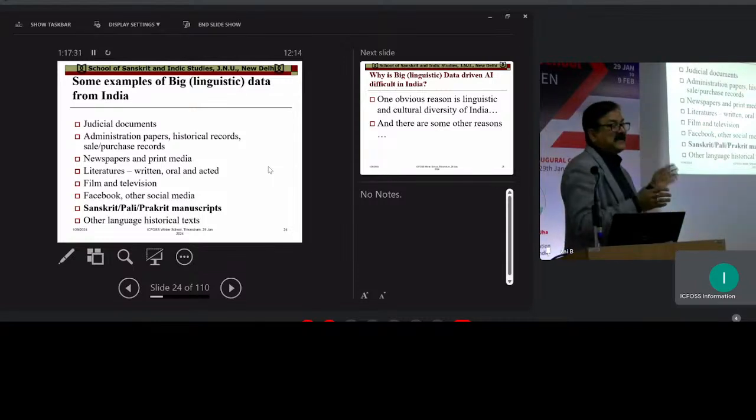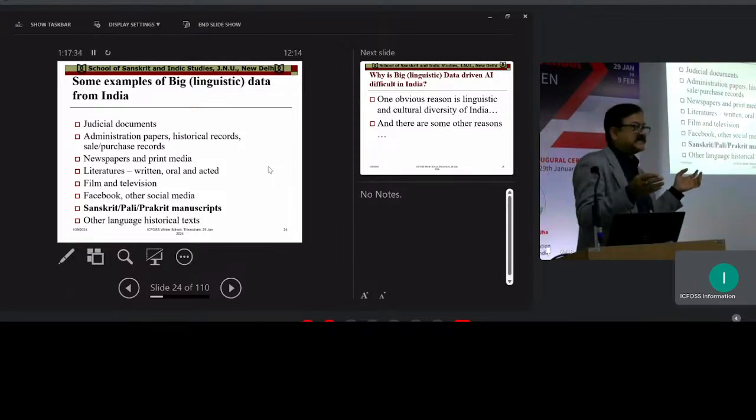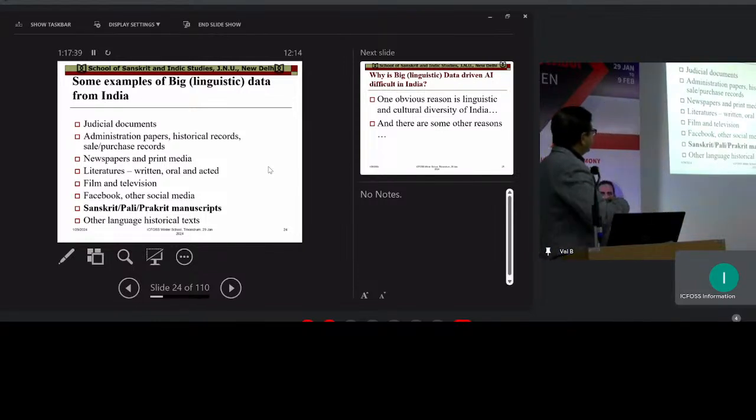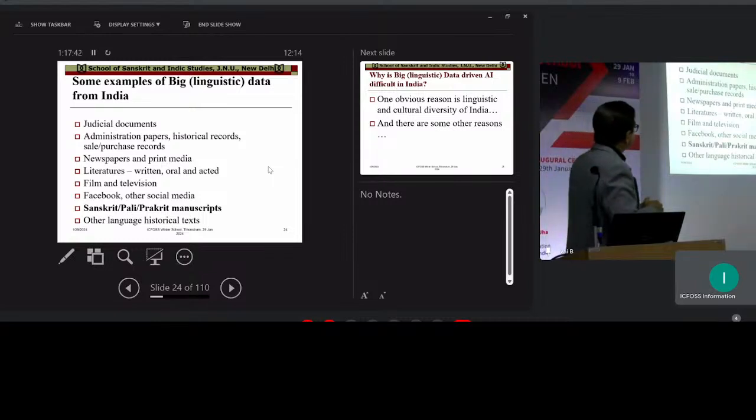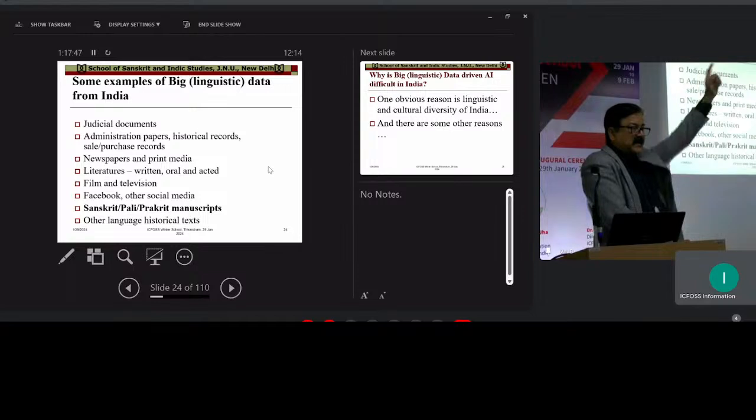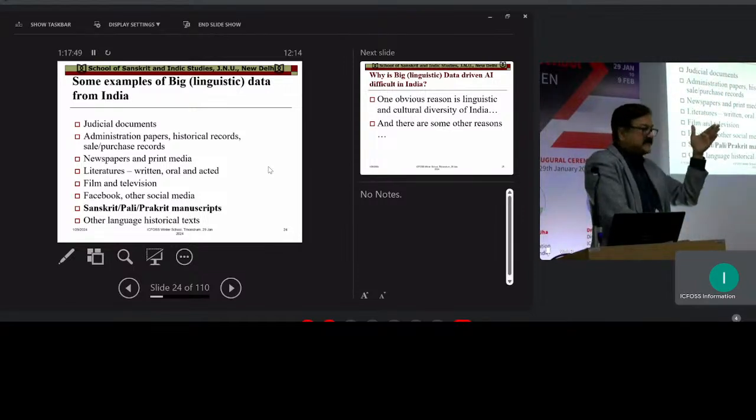Then administration. We are a multilingual, multi-state country with 28 states and many other administered areas, and all of them have administration papers. We have also had administration from earlier empire builders: the Arabs, then the Mughals, then the British, and now independent India. During all these times the way of administering was different, the language was different, the vocabulary was different. All these documents are there for you to train the AI system.